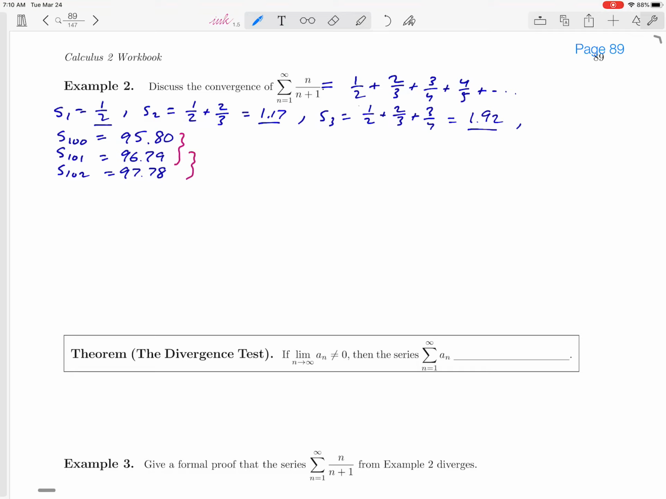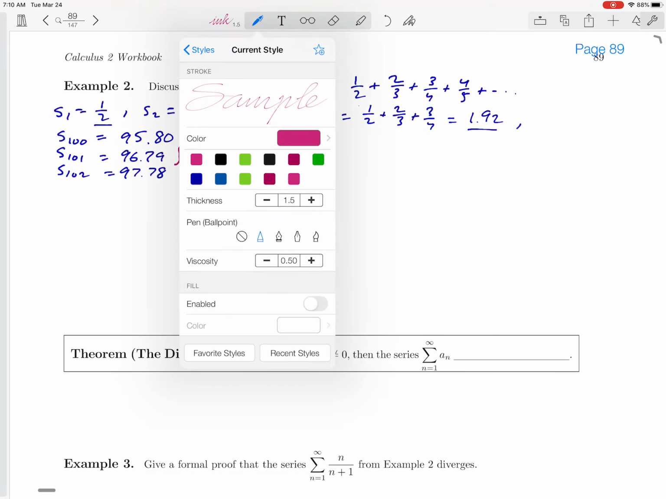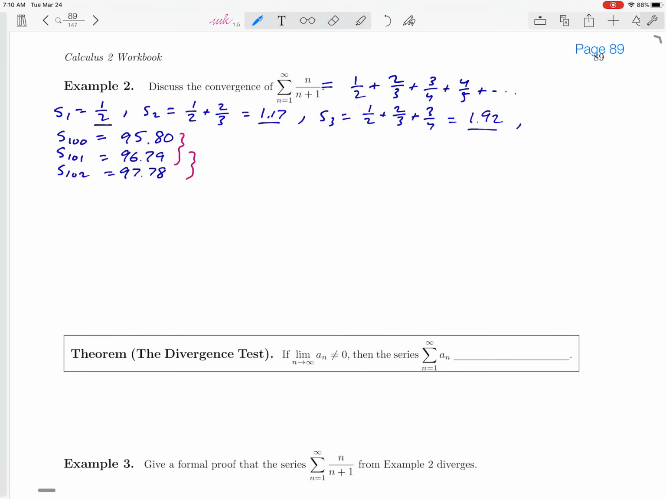And we get a similar behavior between S101 and S102. That's telling us that the 102nd term in the series that we add is 0.99, or about 1. And where does this number 1 come from? Well, it actually comes from the n over n plus 1 that's in our series. Let's just explore what would happen if we took the limit as n goes to infinity of that n over n plus 1.